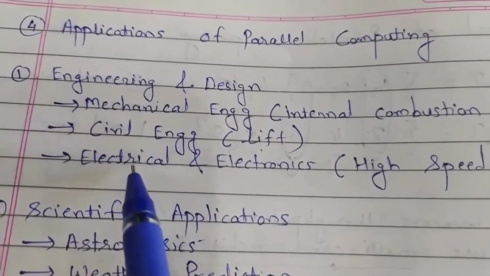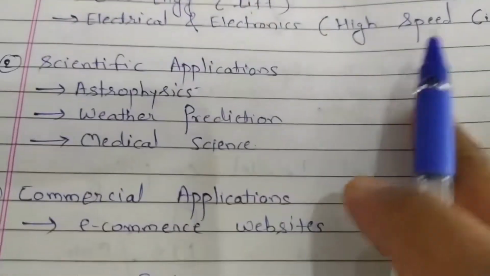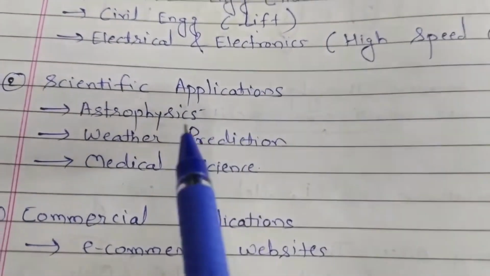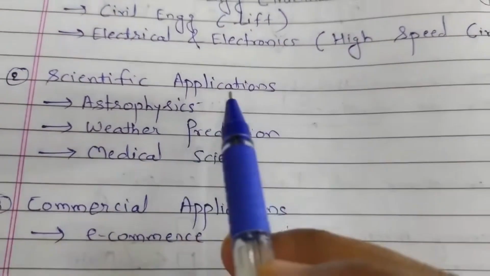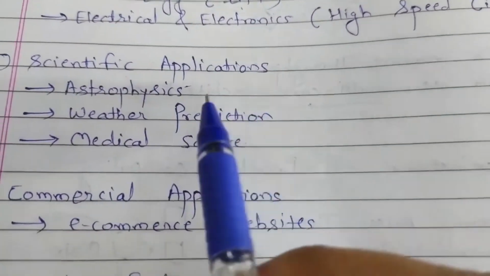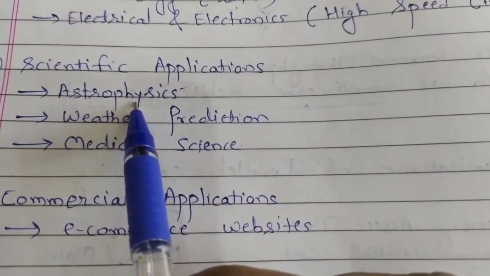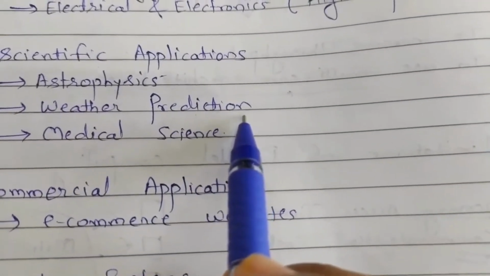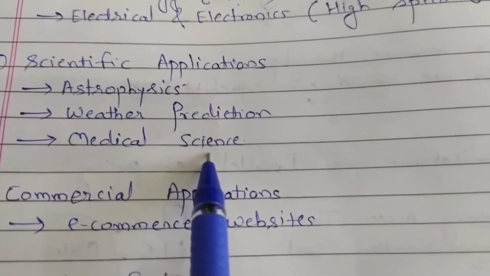In the same way, parallel computing is used in scientific applications. Wherever there is heavy computation, we use parallel computing. A big task is divided into smaller tasks and we complete them in parallel. For example, astrophysics, to study planets and stars; weather prediction, for example to study cyclones; and also in medical science, wherever there is heavy computation.